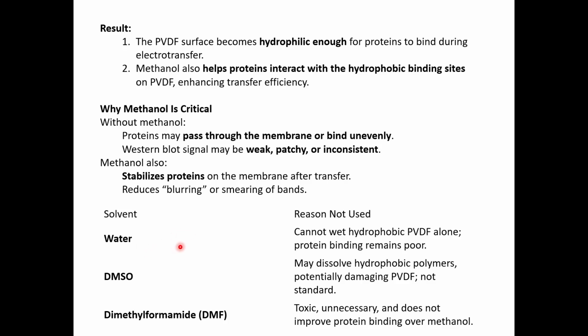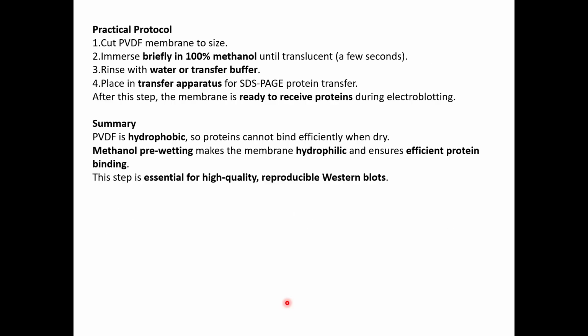So the solvent that is used for activating it is basically methanol. Water cannot be used because it cannot wet the hydrophobic PVDF alone, and protein binding will still remain poor. DMSO is not used because it may dissolve the hydrophobic polymers and damage your PVDF. And DMF is also not used because it's toxic and it is not required, and it is not used anywhere here in Western blot. So the actual liquid solvent that is used is methanol.